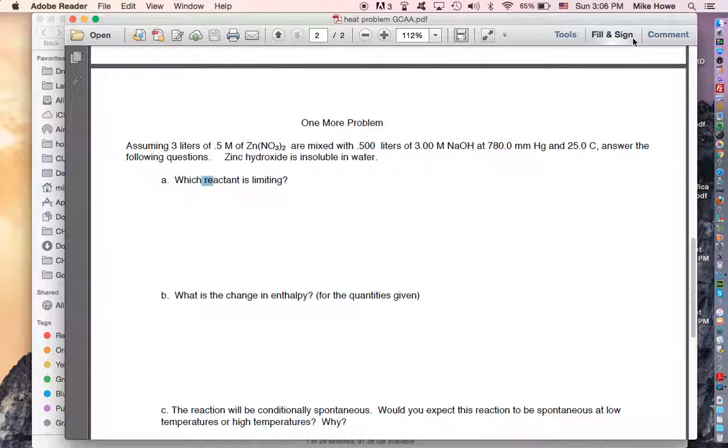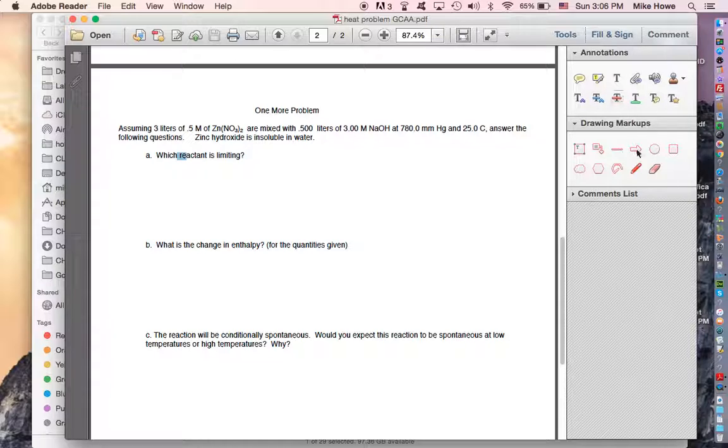All right, so we got the first problem here. Now we've got zinc nitrate. We're mixing it with HCl, or excuse me, sodium hydroxide. So that's pretty simple. You just write the equation. So you got zinc nitrate, and the formula looks like that, plus NaOH. That's a double replacement reaction. So you get zinc hydroxide and sodium nitrate.